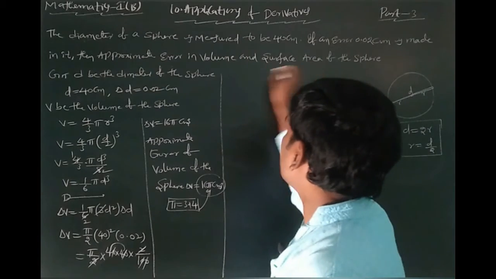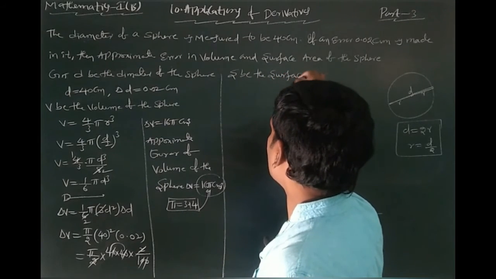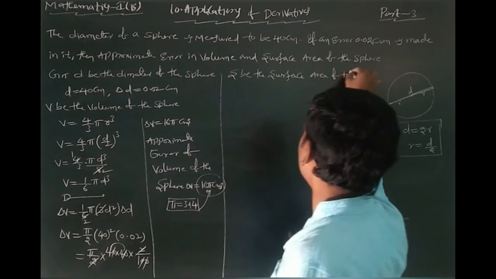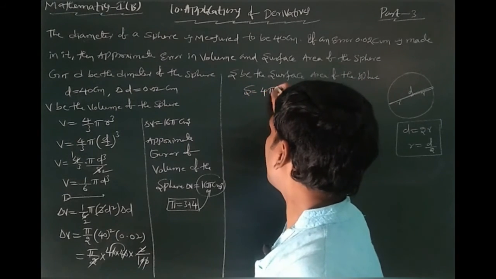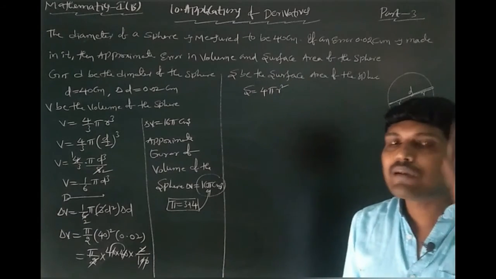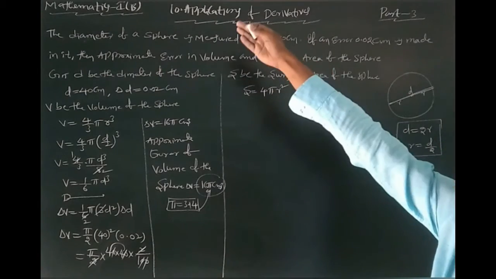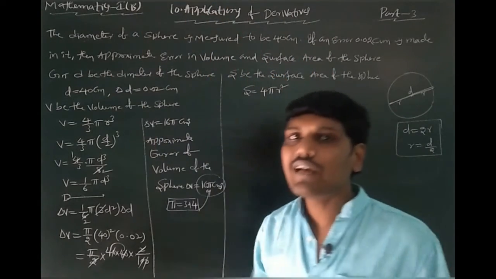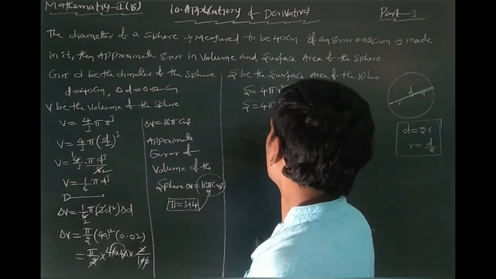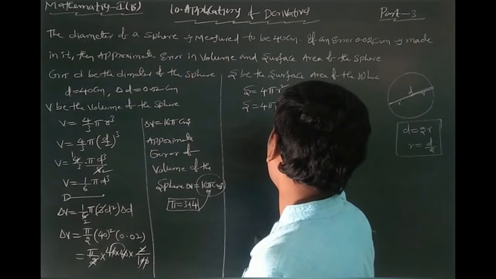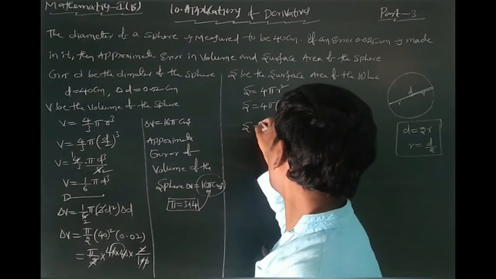Next, surface area. Let S be the surface area of the sphere. What is the surface area of the sphere? S is equal to 4 pi r square. This is the formula for the surface area of the sphere. Here, r is not given. That's why you can write r equal to half of the diameter. You get S is equal to 4 pi (d by 2) whole square. You can write 4 pi into d square by 2 square, the value is 4. You can cancel these two. You get S is equal to pi d square.